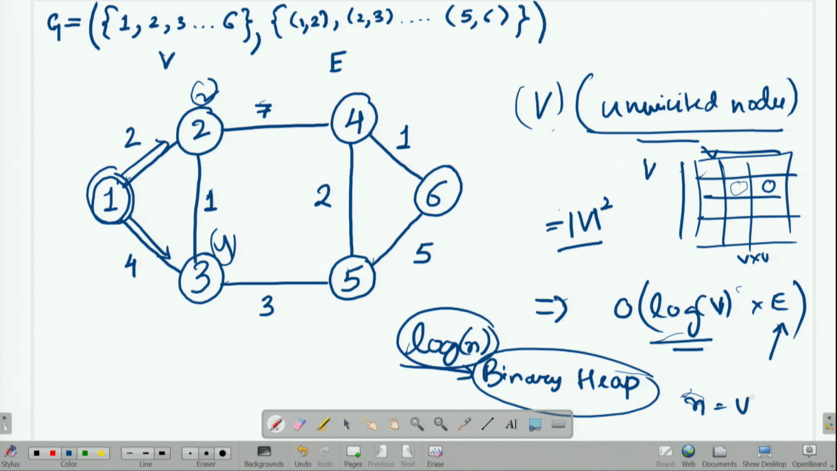Now, talking about space complexity is pretty straightforward. In this case, we will be storing an adjacency list of the graph and a binary heap, bringing the space complexity to be roughly O of V square, because the binary heap will only add a linear element to it.